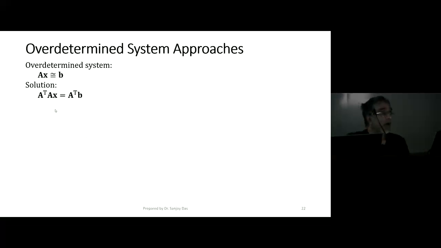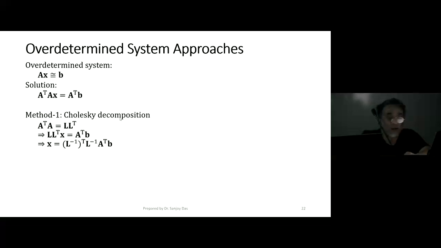Okay. How do you solve this? What's the best way to solve this? Hint, not LU decomposition or PLU decomposition. Why? Because A transpose A is, we know, a positive definite matrix. Correct? And so the easiest approach, if you don't have a subroutine to compute the pseudo-inverse, is to do Cholesky decomposition.